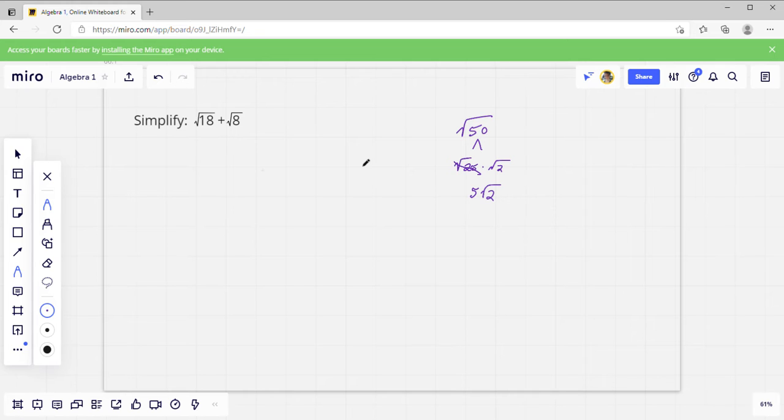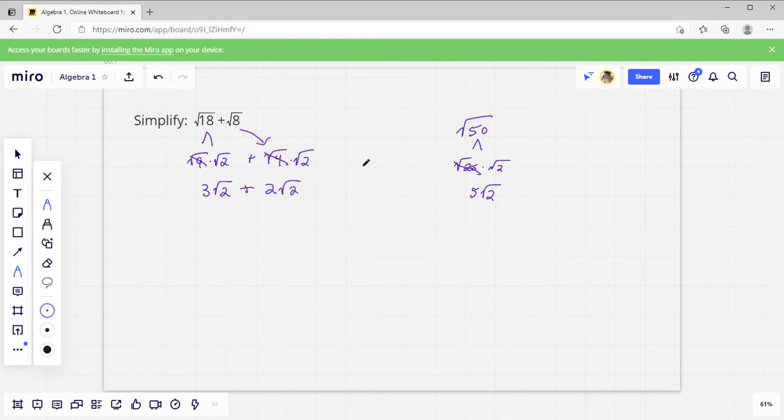Okay, so when we simplify an expression like this, we're going to break down both of these. So 18, I could say, would be the square root of 9 times the square root of 2. And then our 8 right here could break down into the square root of 4 times the square root of 2. Alright, so square root of 9 is 3, so it's going to be 3 times the square root of 2, plus the square root of 4, which is 2, times the square root of 2.